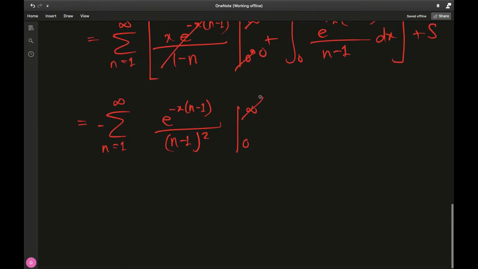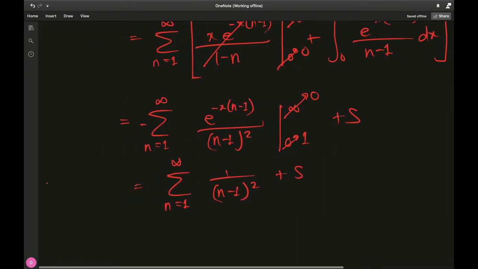So at infinity it will go to 0, at 0 it will go to 1, but with a negative. So that negative, this negative goes off. We have sum from n equals 1 to infinity of 1 over n minus 1, but the whole thing squared, plus s, and that is precisely equal to our contour integral of f of z dz. But there is actually a way of calculating this contour integral out separately in a way that's called the residue theorem.